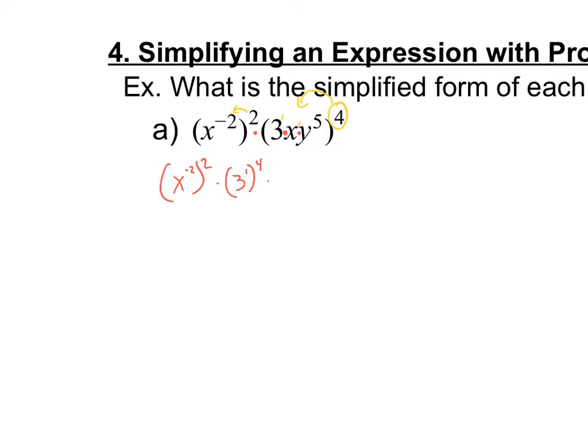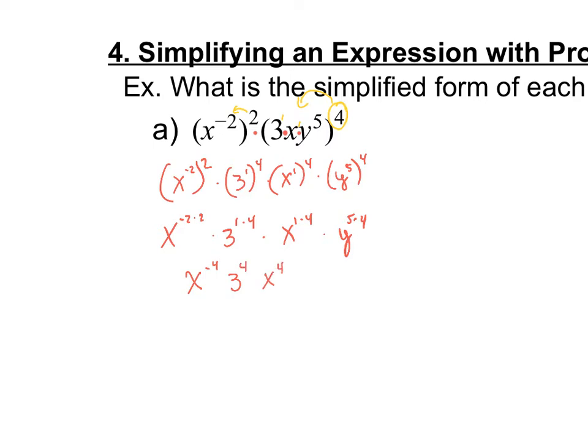Times x to the first power raised to the 4th power. Times y to the 5th power raised to the 4th power. So we have x to the -2nd times 2. We have 3 to the first times 4. We have x to the first times 4, and we have y to the 5th times 4. So we end up with x to the -4th, 3 to the 4th, x to the 4th, and y to the 20th.